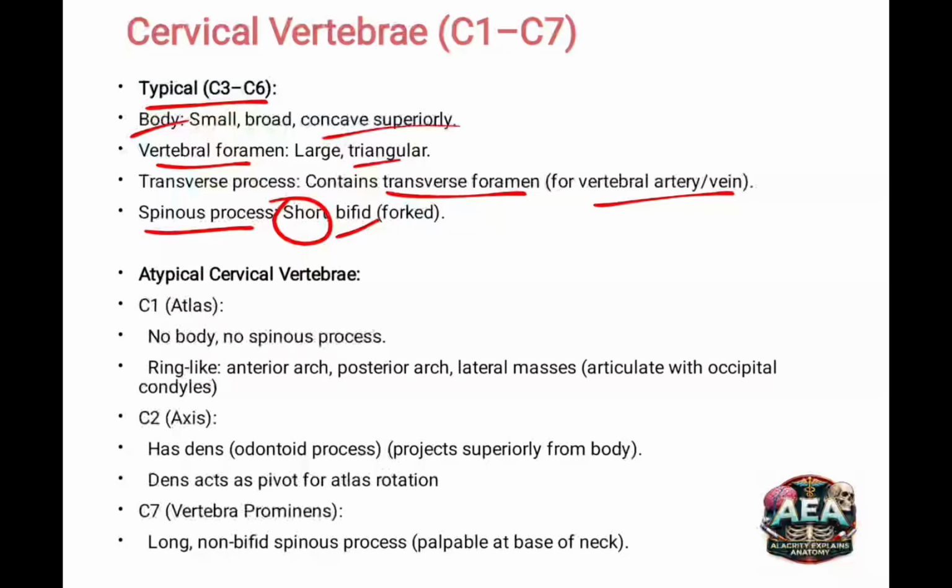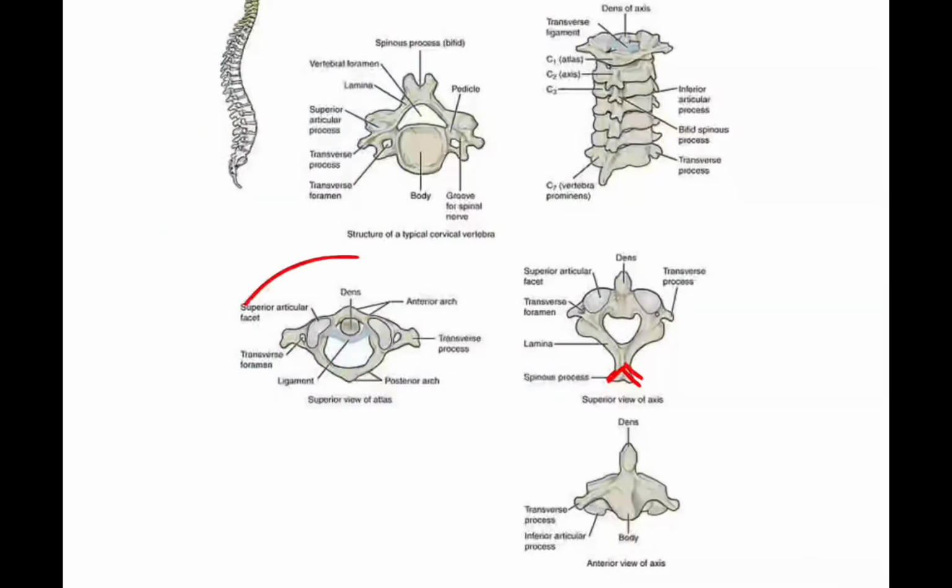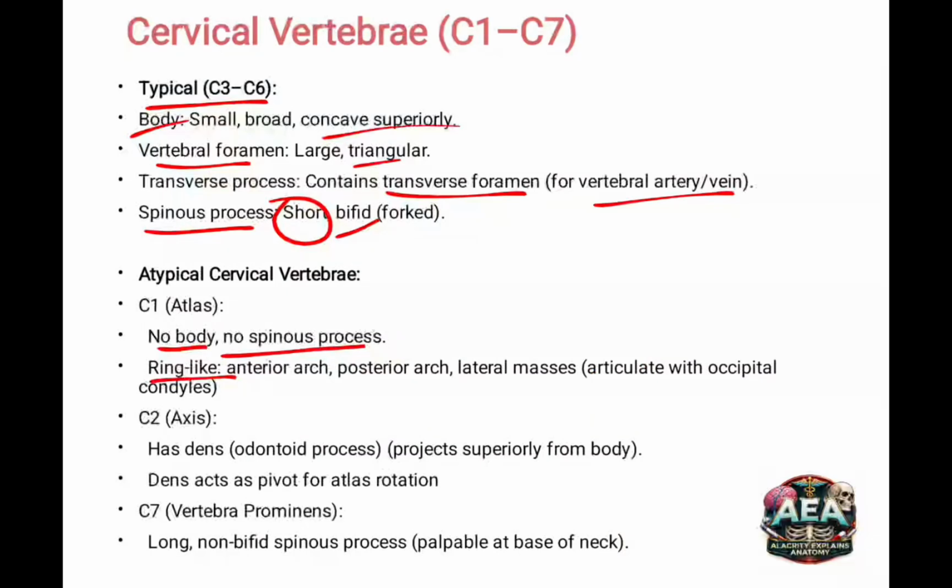So for C1, there's no body. There is no spinous process. Take note of that. It is ring-like in nature. That's C1. There is no body and there is no spinous process. Ring-like in nature, it has an anterior arch and a posterior arch. It has lateral masses which articulate with the occipital condyles of the occipital bone.